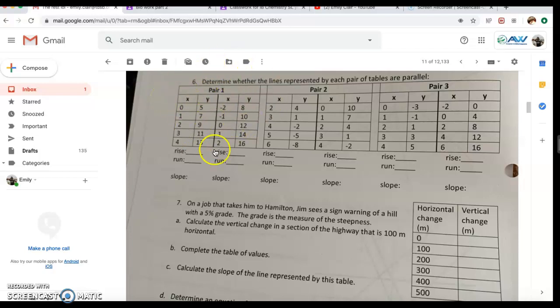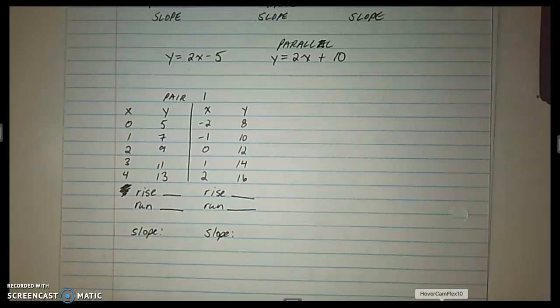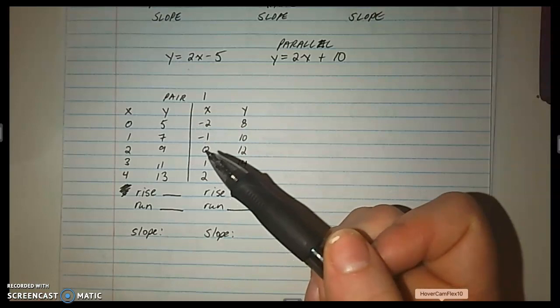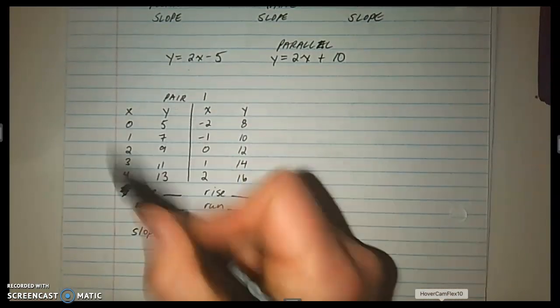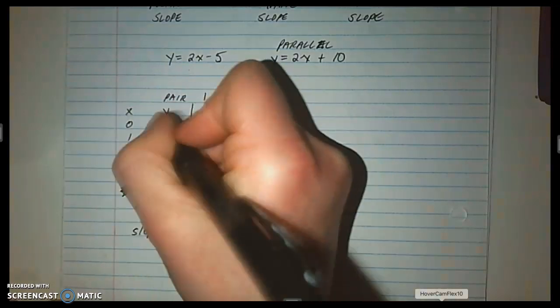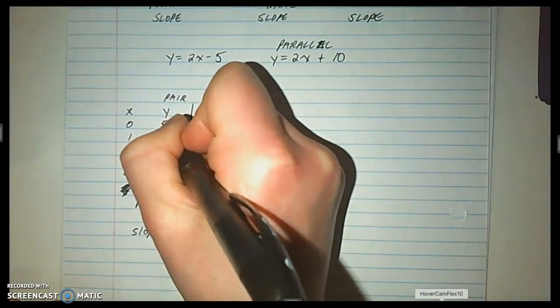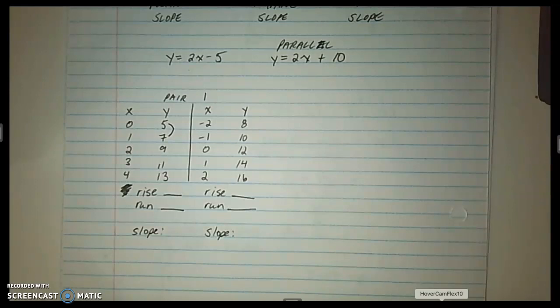This next example, I'm going to pause the video for a second and I'm going to copy this table onto my page and walk you through how to actually do the math here. Okay, so that's pair 1 copied out onto my page. So I want to figure out the rise of this line. So this is my first line here. I want to figure out the rise, which is just the change from one y to the next.